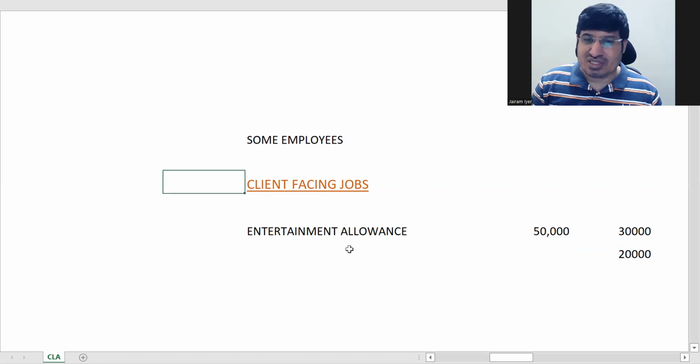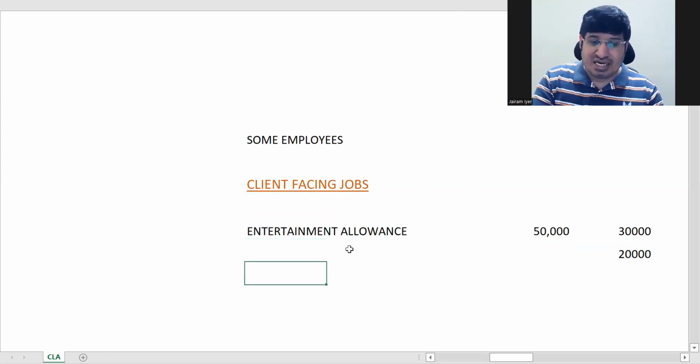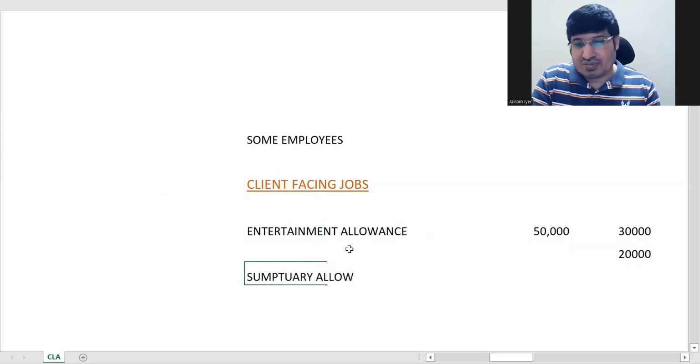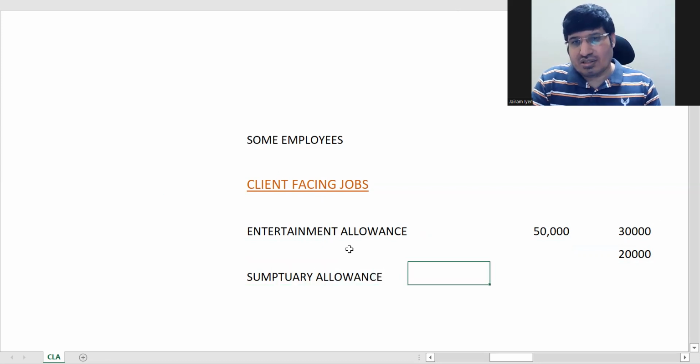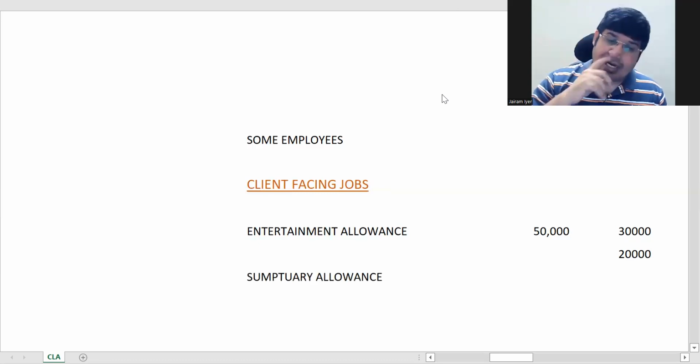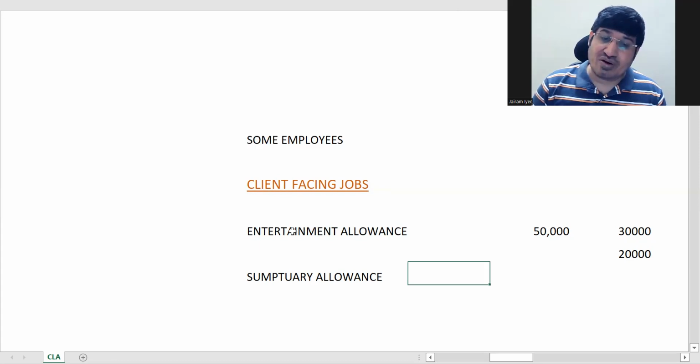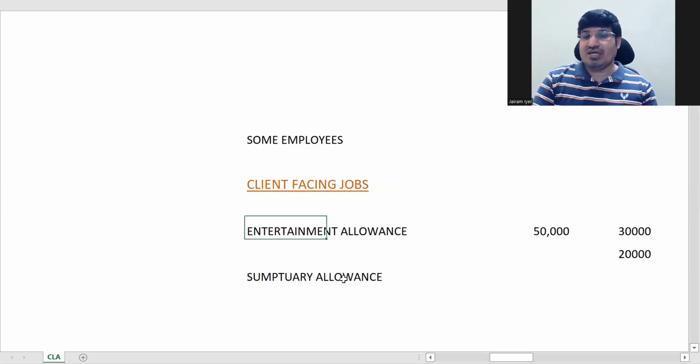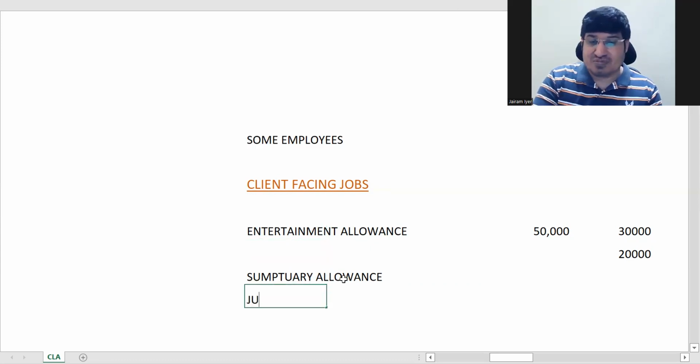get entertainment allowances. See, there is one more thing related here which is called as sumptuary allowance. Sumptuary allowance. Okay, anyone has heard about it? Sumptuary? So sumptuary allowance is a type. You cannot call it entertainment allowance. Okay, it is like entertainment allowance because it is given to judges of High Court and Supreme Court.